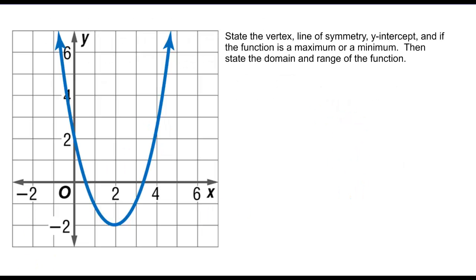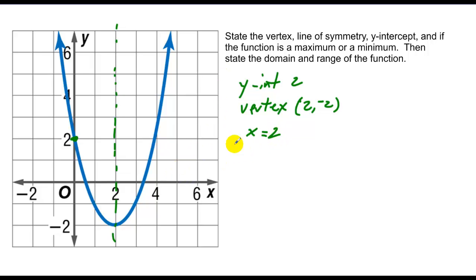If we take a look at a graph of a parabola and we want to state the vertex, the line of symmetry, the y-intercept, whether the function is a maximum or minimum, and then the domain and range, that's basically just explaining everything about this graph. We can pull all that off the graph. We've got a y-intercept here of 2. We've got a vertex of (2, negative 2). We've got a line of symmetry going through this entire thing of x equals 2 because it's a vertical line.